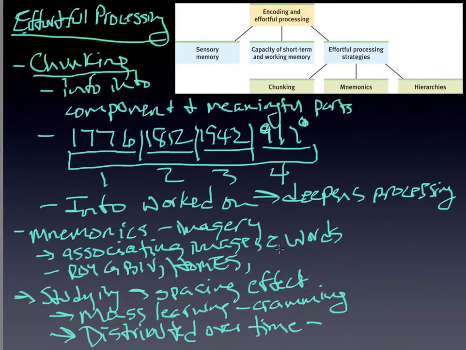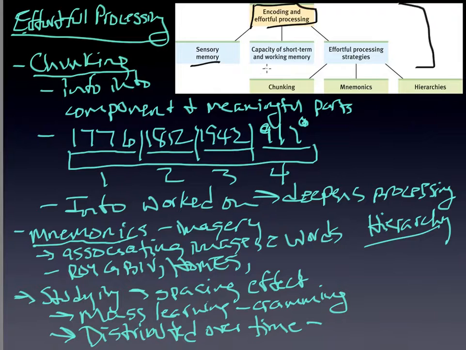Now, let's look at one last component in terms of memory when we talk about different levels of processing. Oh, I'm sorry, one last one I forgot. I got mnemonics, I got chunking. The last one, which is pictured up above, is something called hierarchy or hierarchies. And essentially, how we remember things is by creating a hierarchy. How do these things fit together? Well, we talk about encoding and processing. We looked at sensory memory, short-term, and effortful processing strategies: chunking, mnemonics, and hierarchies.